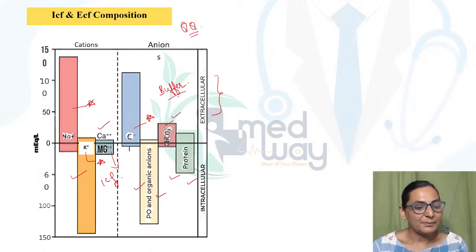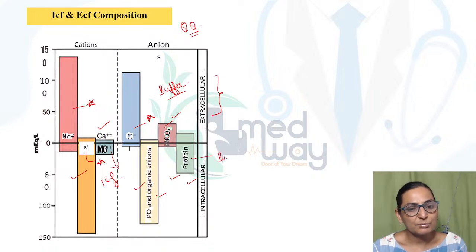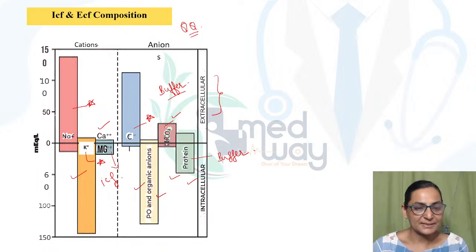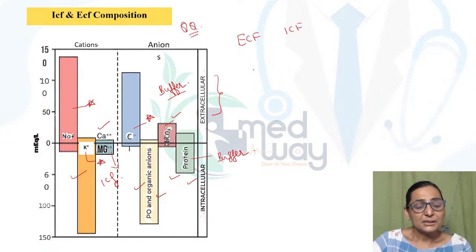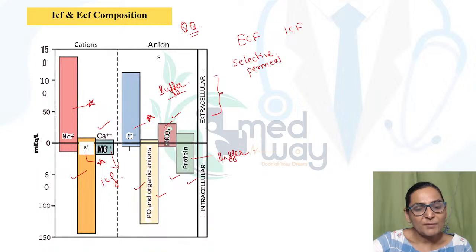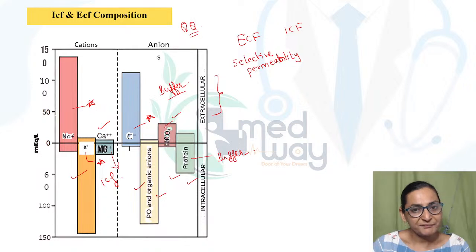Bicarbonate is the most important buffer of the ECF, and proteins are the most important buffer of the ICF. Remember that when you compare your ECF and ICF, the selective permeability of the membrane is the main reason why you have a difference in the ions in the two compartments.